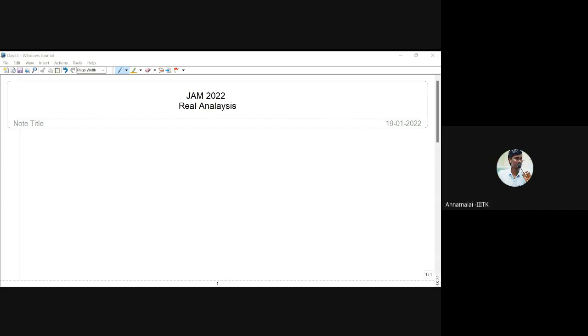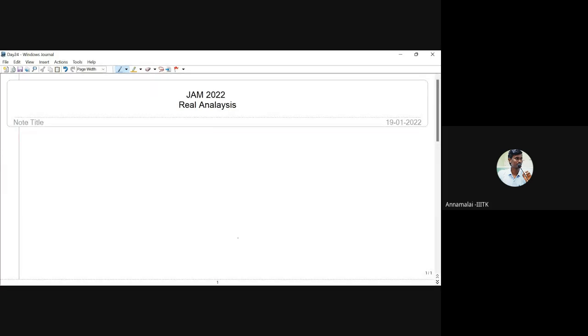Okay, so today we are going to solve some problems. So the first problem: suppose a_n = summation k equal to 1 to n of n by n square plus k be a sequence. Okay, this is defined for all n in N. Now what can you say about the sequence a_n?